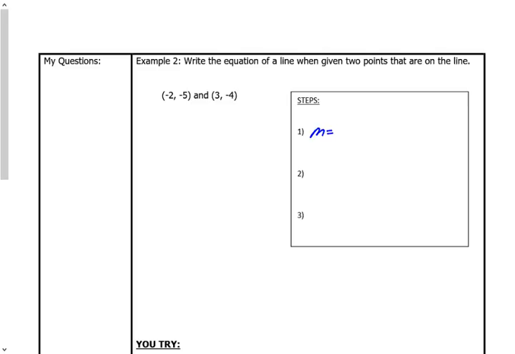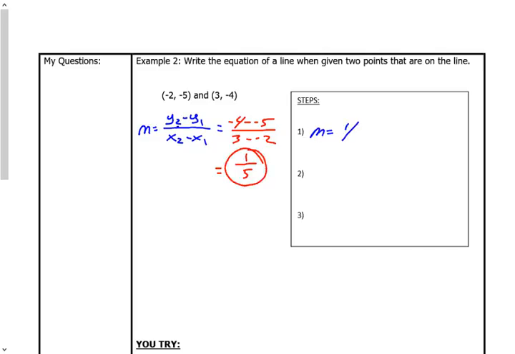Well, how do we find slope? We use slope formula. Let's remember. Okay. And let's go ahead and plug in some values. And I get a slope of 1/5.